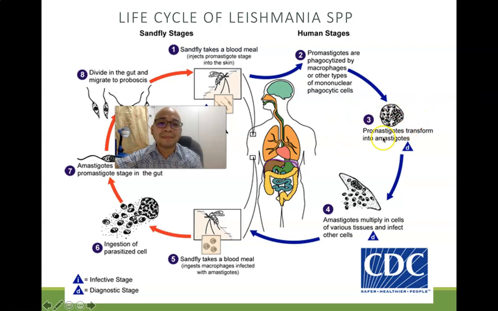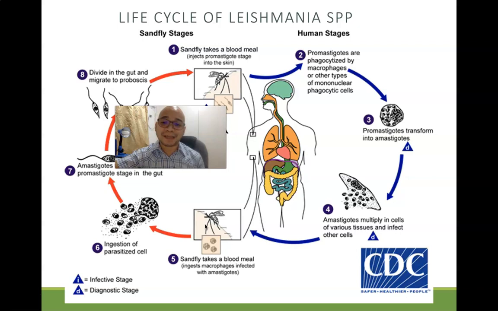So the amastigote is the diagnostic stage because you don't usually catch the sandfly to diagnose it. So we usually submit tissue biopsy for the diagnosis of Leishmania. The amastigote has the capability to multiply inside the cell. That's why they are called intracellular. And whenever the cell bursts, these amastigotes will now infect other cells. So the same human who got infected will be bitten again by a sandfly. So what are the chances? Well, if the sandfly is endemic in that area, then we could expect that leishmaniasis may also be endemic.